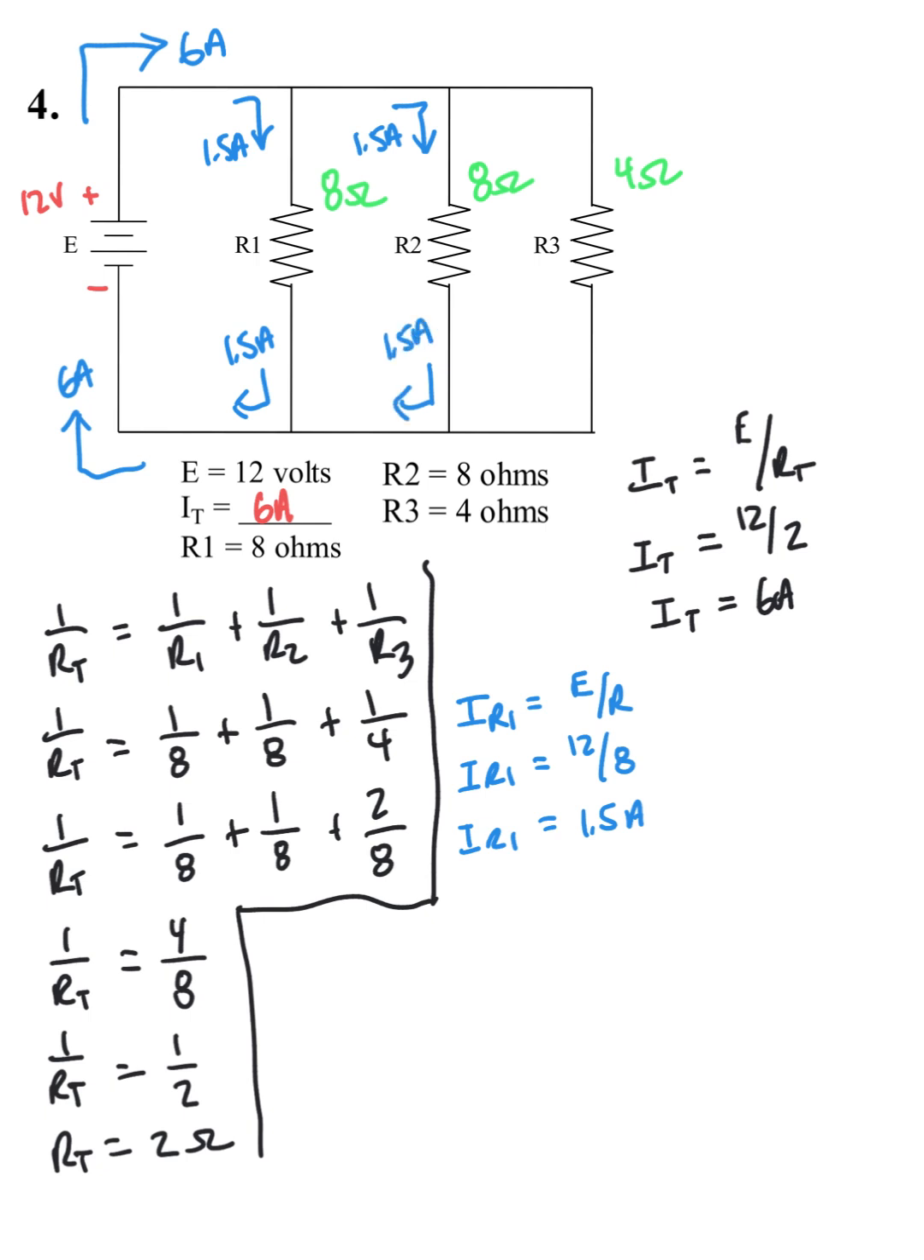So the only one that we really need to solve for here is going to be for branch 3. That's the one that's got something different. So we're going to write in here, again, voltage divided by resistance. So IR3 is equal to 12 divided by 4, or IR3 is equal to 3 amps. And then in here, we've got 3 amps. Now, if we add that together, all 3 branches, we got 1.5 plus 1.5 plus 3 equals 6, and that's what we got in the circuit. So that is a sound solution. Let's look at number 5.